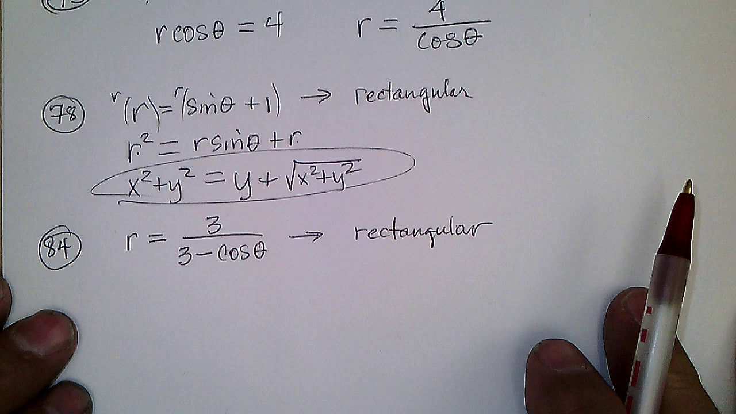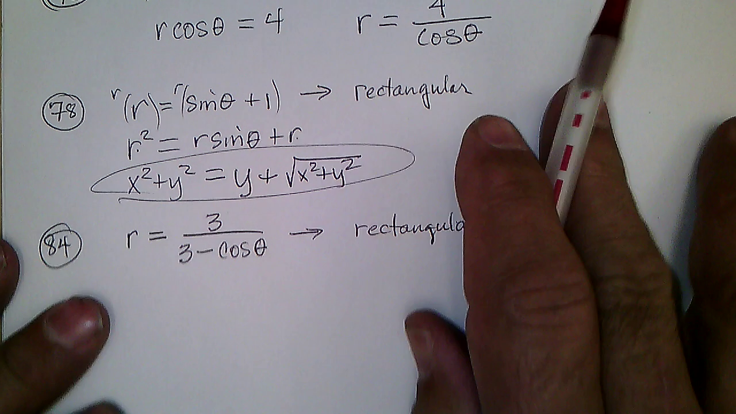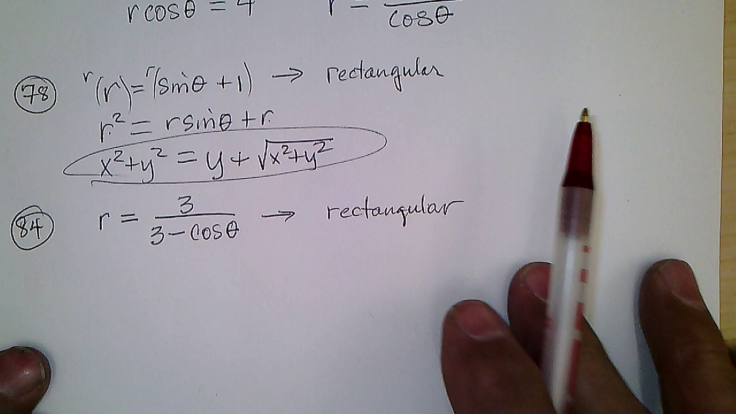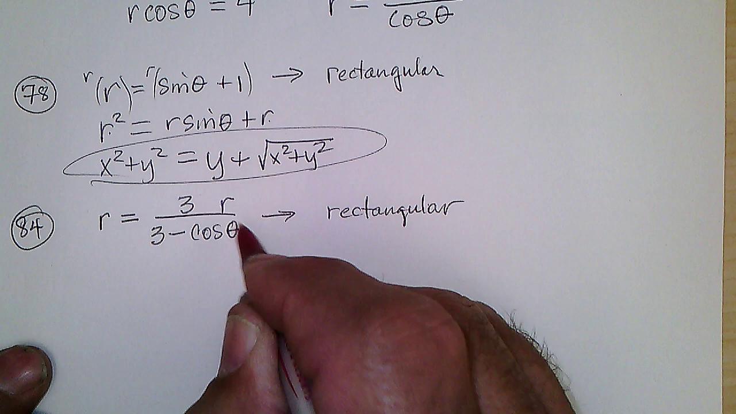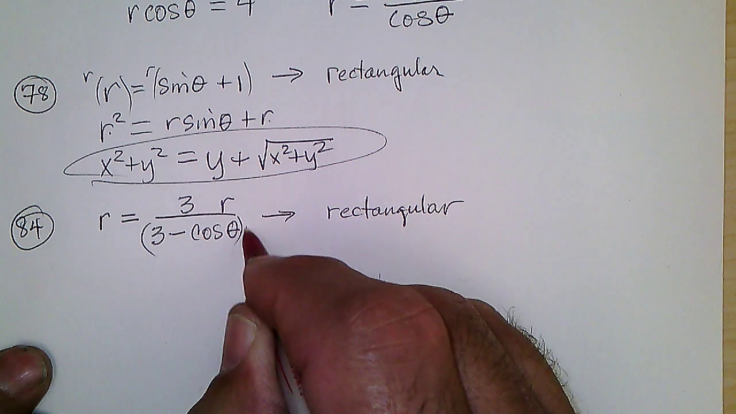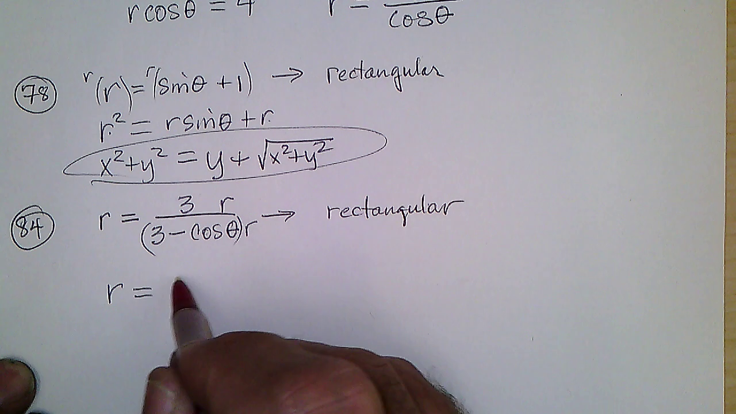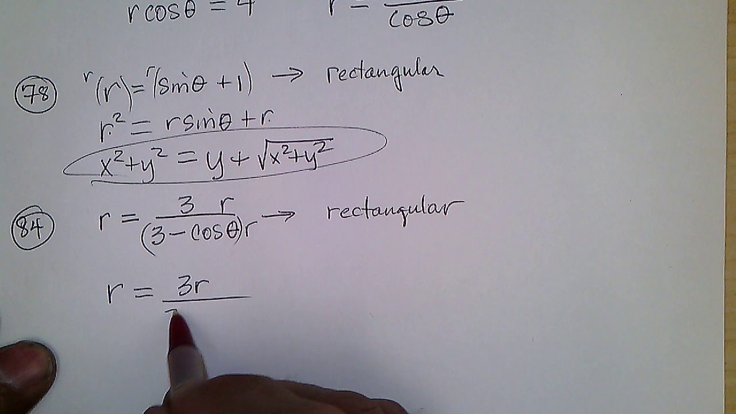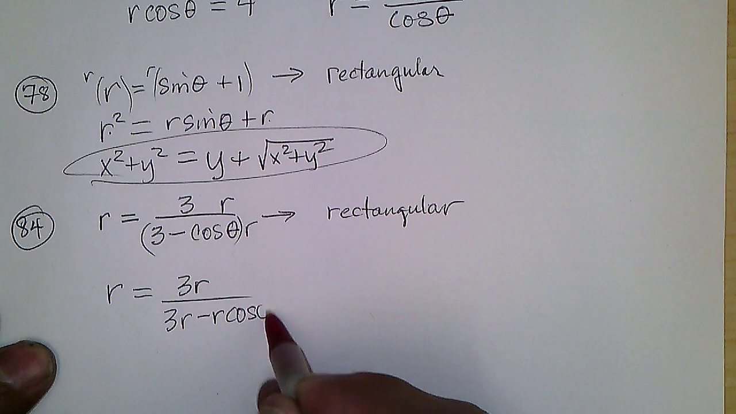And another one to change to rectangular. Well, I got a cosine theta. I know that r cosine theta is x. So if I could get an r there, well, I got a fraction. So I can multiply the numerator by r and the denominator by r, which means I'd have r equals 3r over 3r minus r cosine theta.